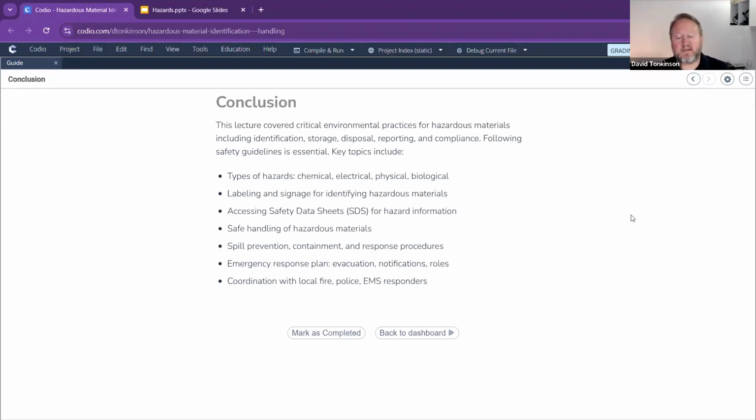And we know we need to have access to our safety data sheets, which is hazardous material. There should be one in every hazardous location with that specific hazard listed. And we know how to read one because we've gone through it together. We've talked about spill prevention, containment and response. So prevent it, contain it, and then respond correctly is the way we do things. And we know there's an emergency response plan with evacuations and notifications, and people have particular roles in terms of what they should and shouldn't be doing to help coordinate with local authorities, our EMS systems and fire, police.